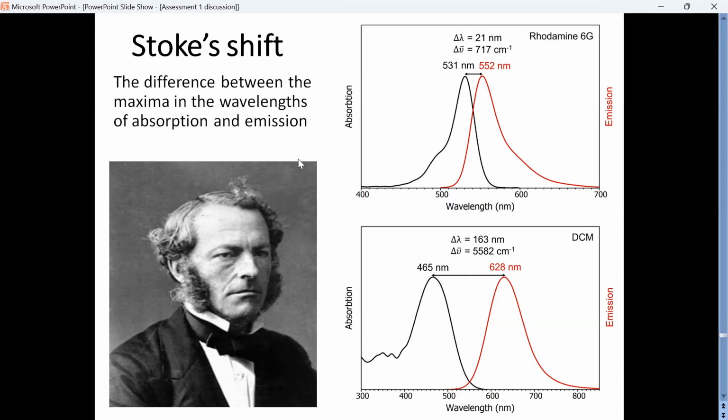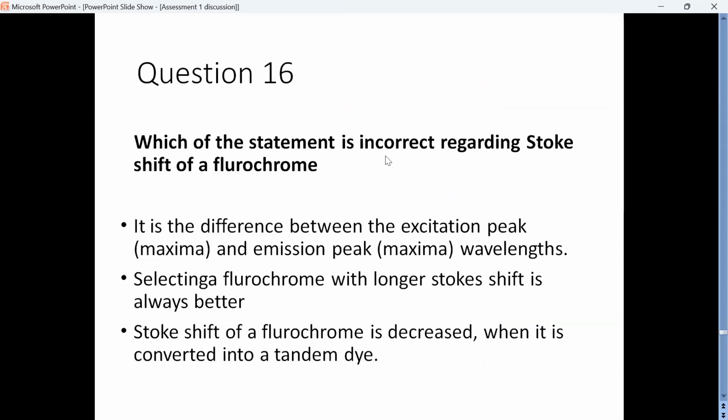Now coming to this question, which of the statements is incorrect regarding Stokes shift? It is the difference between the excitation peak maxima and emission peak maxima of wavelengths. Correct. This is the correct definition. Selecting a fluorochrome with longer Stokes shift is always better. Yes, correct. If you have a narrow Stokes shift, the excitation light will get into the filter of that particular detector and give you a false signal. Instead of the emission giving signal, the excitation itself will give the signal. That is the problem with narrow Stokes shift. So it's always better to select a fluorochrome with longer Stokes shift.